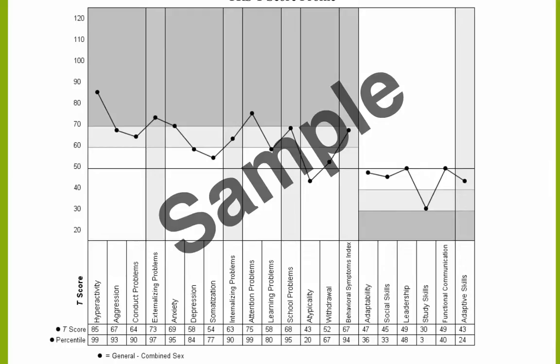There's a whole other section to the right that shows that the BASC also collects data on appropriate behavior, on a child's adaptability, their use of social skills, their leadership ability. You can see this child scores very low in study skills, but just about at the norm in other skills like functional communication and overall adaptive behavior skills.